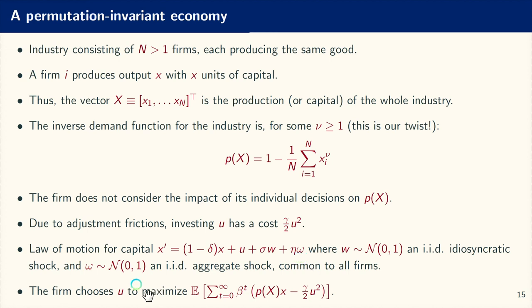And the firm is going to pick the sequence of investments to maximize its expected discounted revenue, where the discount factor is beta and the net revenue is just the total amount of sales, the price given by the inverse demand function times x, its own production, minus the adjustment cost. Okay, so as promised, the model completely fits in one slide.